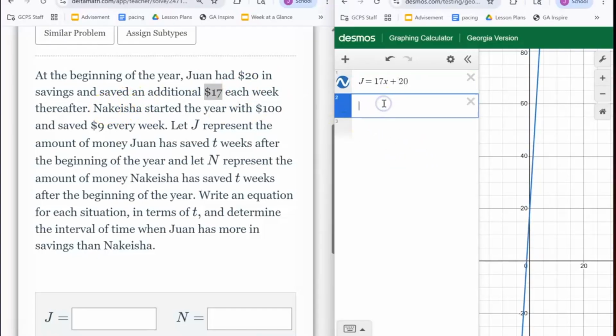Nakisha, so N, started the year with $100. So her initial, her y-intercept, is 100. And then what does she save? 9 every week. So I'm adding 9 to that amount every week. So those are my 2 equations.